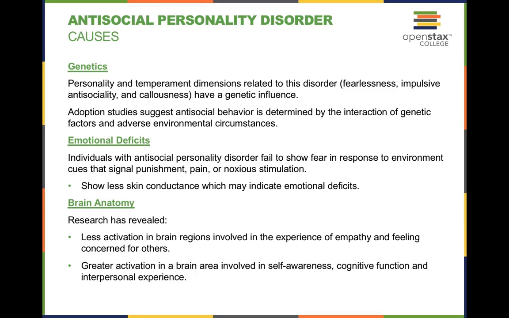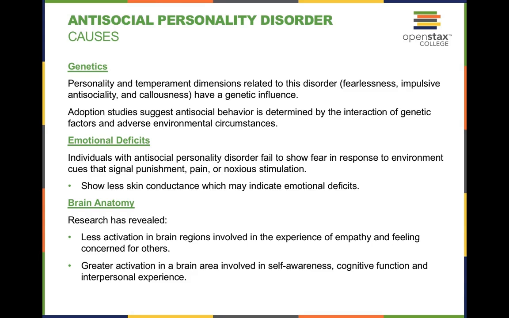What's interesting with this is that, let's say, for example, we're pulled over by a police officer, even though it may have just been something as simple as speeding or a tail light being out, we may experience a slight fear in that moment. Whereas somebody with ASPD, they don't show that same level of fear that we do. And their initial thought may not be, "Oh, I'm scared right now." It's what can I potentially do to manipulate this person to get out of the situation? All right. Now, when it comes to genetics, personality and temperament dimensions related to this disorder have a genetic influence.